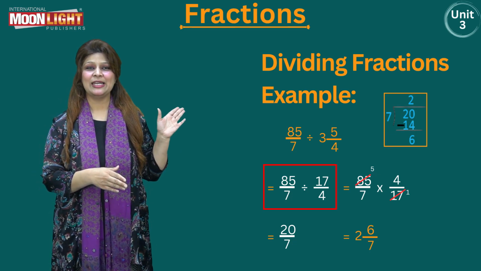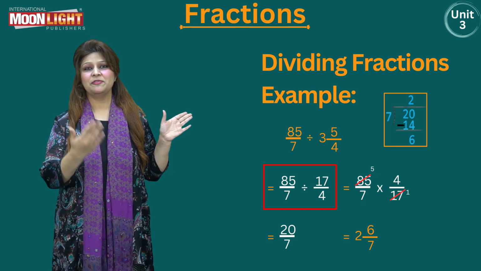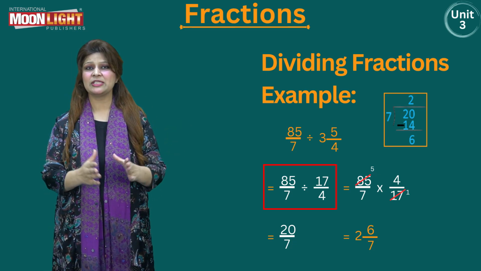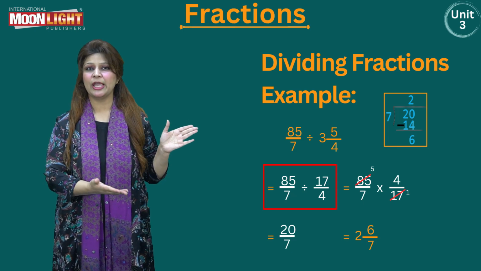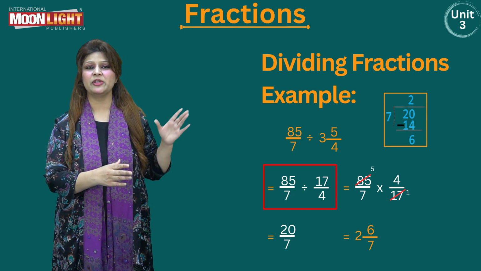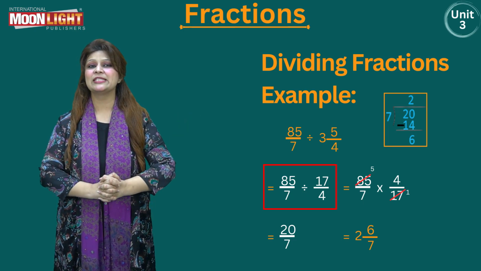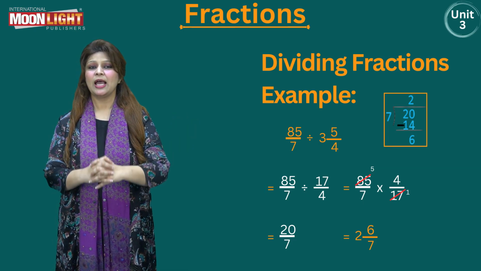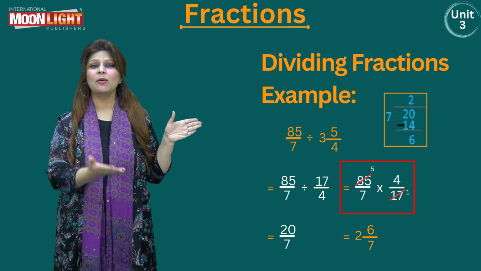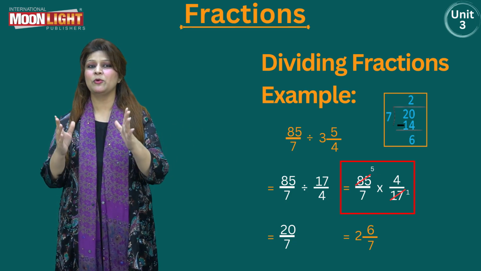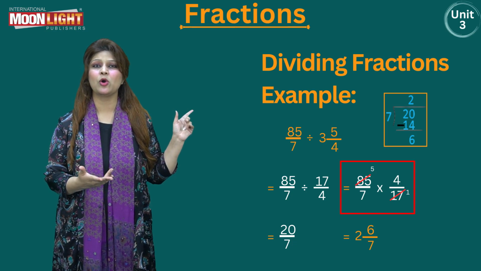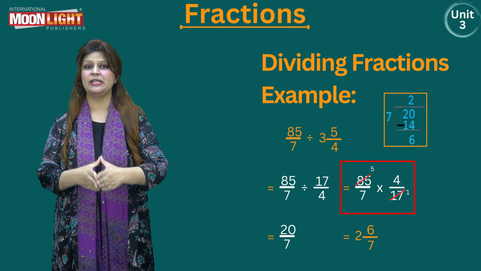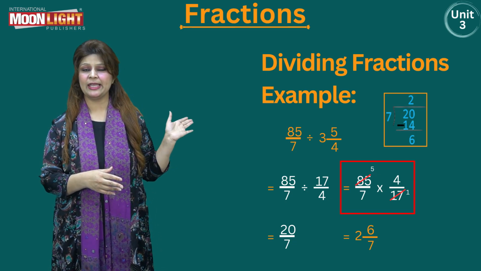First, I write 85 by 7. The division symbol will be changed into a multiplication symbol, but not in this step, because first I change the mixed number into an improper fraction. 4 3s are 12 plus 5 is 17. So 17 by 4 is here. Now I'm going to take the reciprocal of the second fraction and change the division symbol into multiplication. Yes, this is my second step.